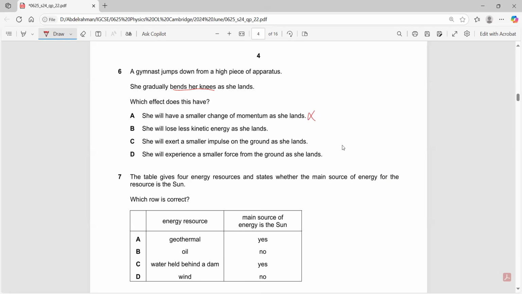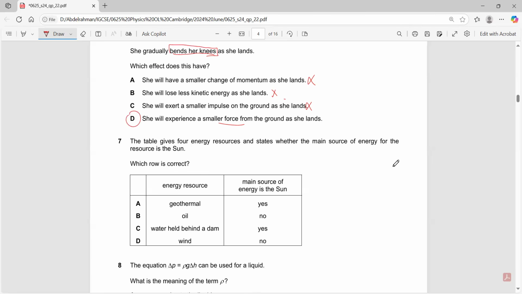She will lose less kinetic energy. Again, she will lose the same amount of kinetic energy because she falls. She stops eventually as she hits the ground. She will exert a smaller impulse, the same as A. It's the wrong answer. She will experience a smaller force. Yes, she will experience a smaller force. Why? Because as she bends her knees, what happens to the time taken for her to stop? The time increases. And we know as the time increases, the force decreases due to the impulse.